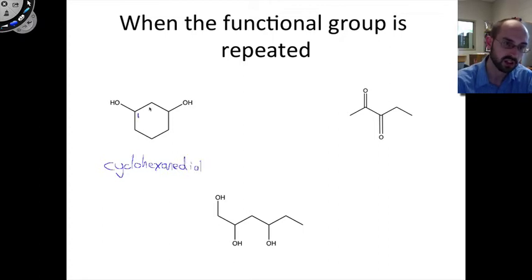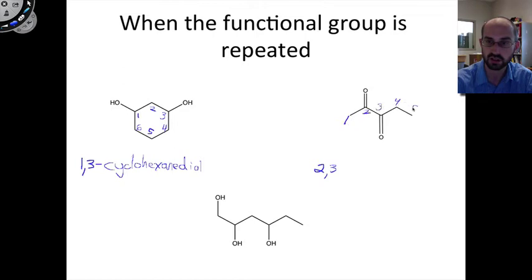And we have to number the carbons now to differentiate, say, if the alcohol was here and here, or here and here. So this is 1,3-cyclohexanediol. This one, 1, 2, 3, 4, 5 carbons. So this is 2,3. Sorry, I should number these. Pentanedione.